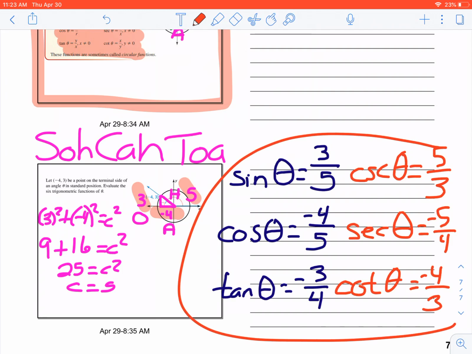So you're going to see a couple of these in your homework. Again, use the Pythagorean theorem to find the hypotenuse, your missing side, and then just find your 6 trig functions like we did the first week. If you have any questions, make sure you log on to Zoom or feel free to email me.